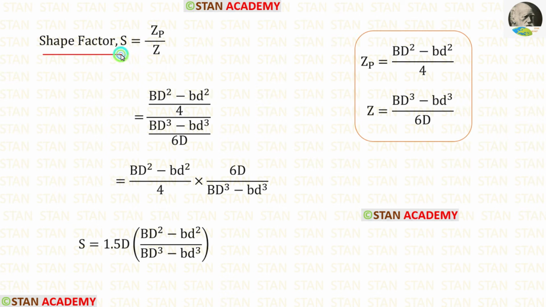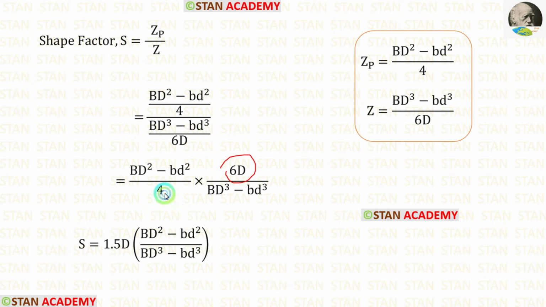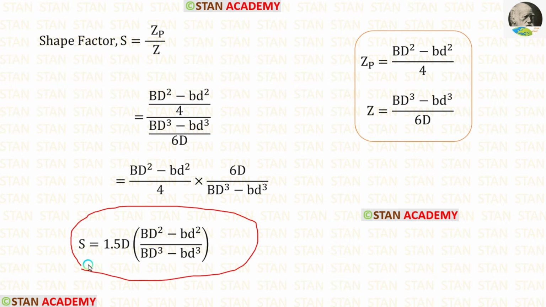Now we can easily find the shape factor. We have already found the values of Zp and Z. We can apply them in the formula. We can take this value inversely and then multiply 6D by 4. We will get 1.5D. Finally, we have found the shape factor for a symmetrical I section. The formula is 1.5 capital D into capital BD square minus small bd square divided by capital BD cube minus small bd cube. Now we are going to end this session. Thank you for watching this video.